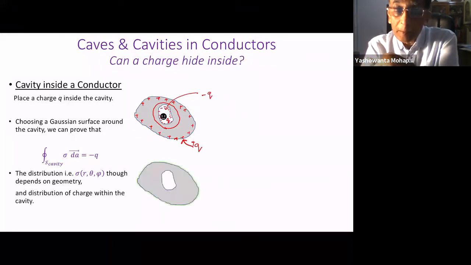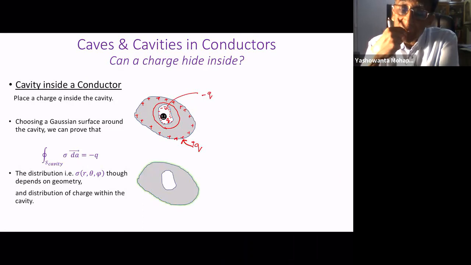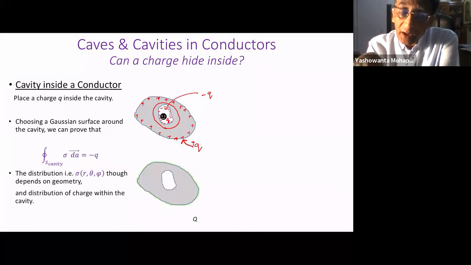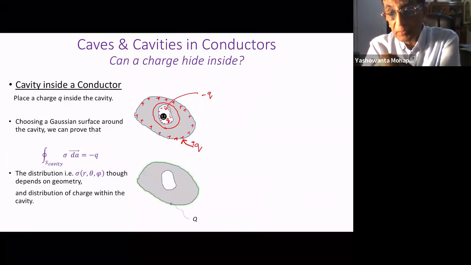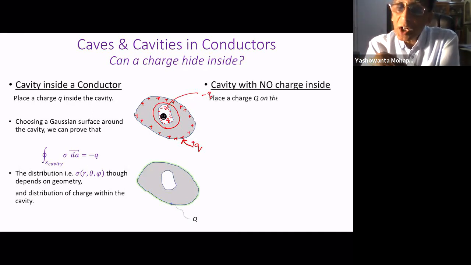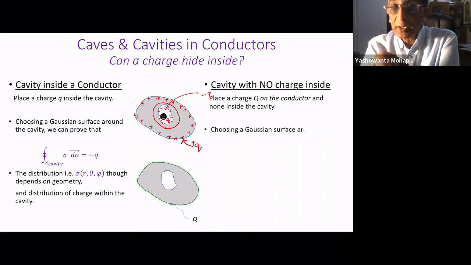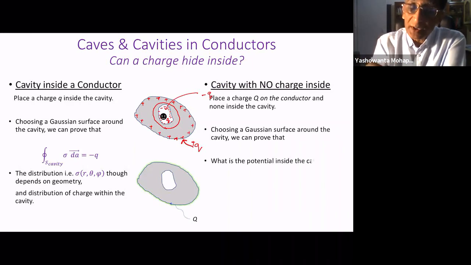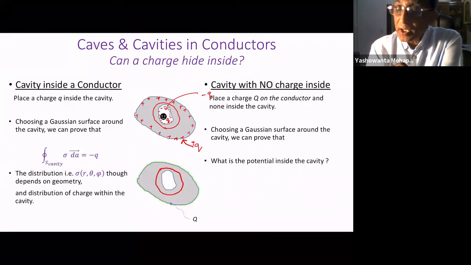But if I take a cavity without a charge, but I put a charge on its surface, it's a cavity, but there's no charge inside. So, cavity with no charge inside, you can put a plus Q on the conductor. So I can now take a Gaussian surface anywhere. So what is the potential inside the cavity? Can we check? Of course, it has to be zero. There is no charge, so the electric field has to be zero.